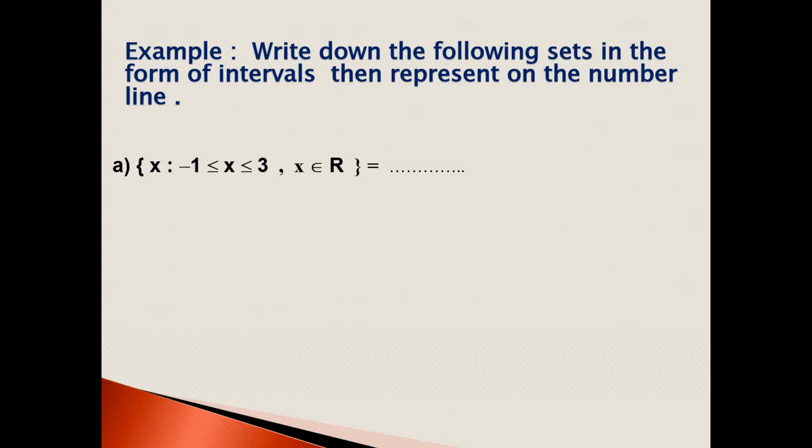So I write the interval closed -1 and 3 closed, and I write it on the number line. I'll put a point on -1 and a point on 3 and cover them, and join them because I have -1 and 3 and the real numbers between them. So I'll join from -1 to 3 and close them.